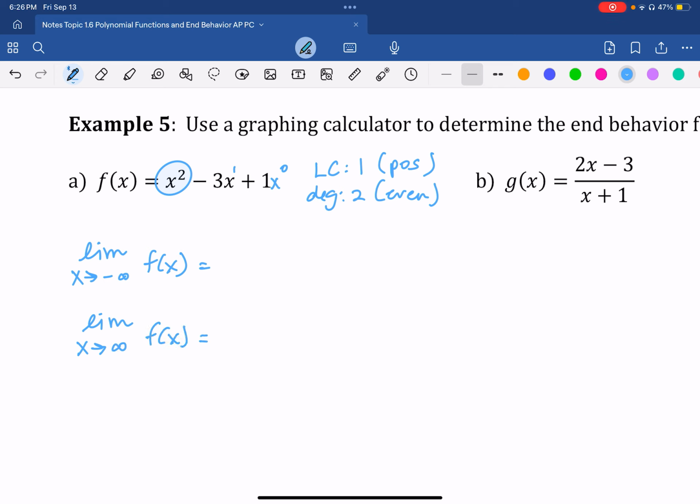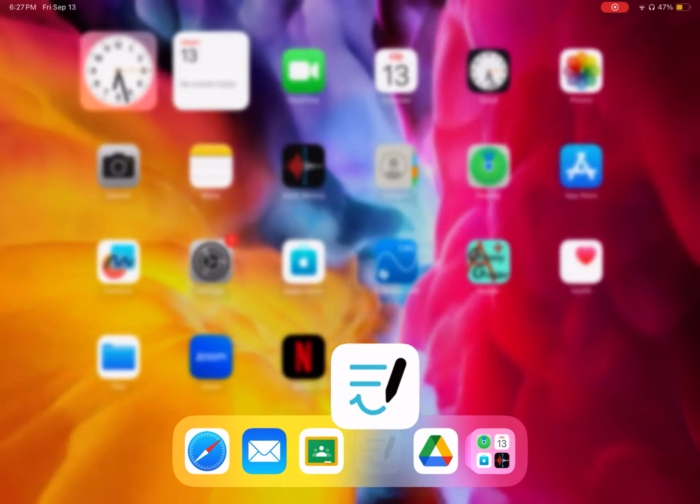Okay, so you always do the right side first. My leading coefficient was positive, so the right goes up to positive infinity. And the degree was even, so the left will be the same as the right. So they both go up to positive infinity. Now let's graph it and see if that's correct.